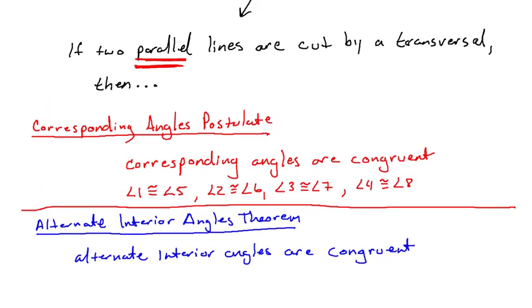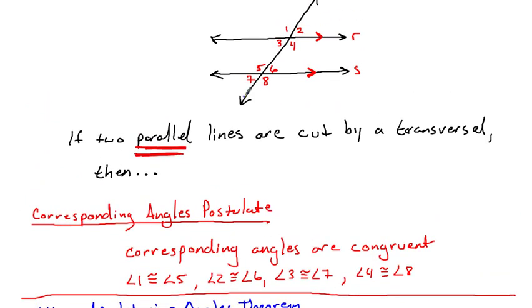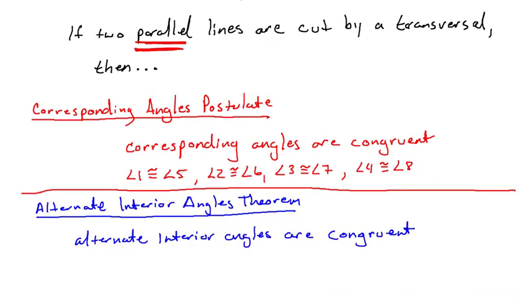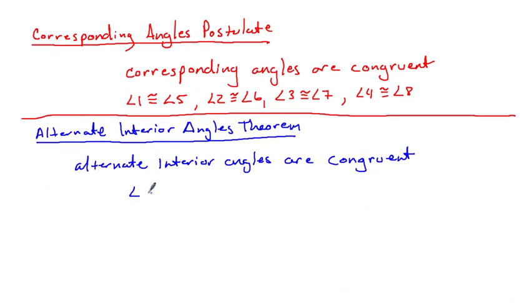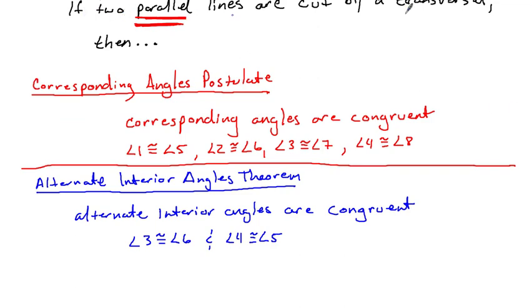Okay, so go back up to our picture. Alternate interior angles. That is like angle 3 and angle 6. So when the lines are parallel, angle 3 is congruent to angle 6. So our congruent alternate interior angles are angle 3 congruent to angle 6 and angle 4 congruent to angle 5. Okay, so remember, if I ask you to say the alternate interior angles theorem, you're going to say, if two parallel lines are cut by a transversal, then alternate interior angles are congruent.